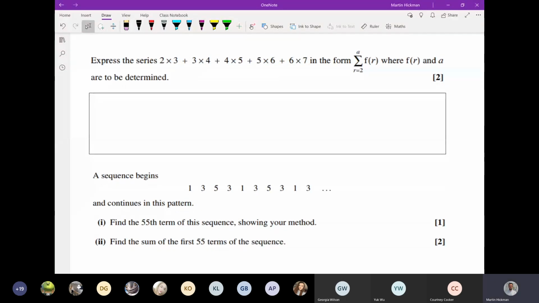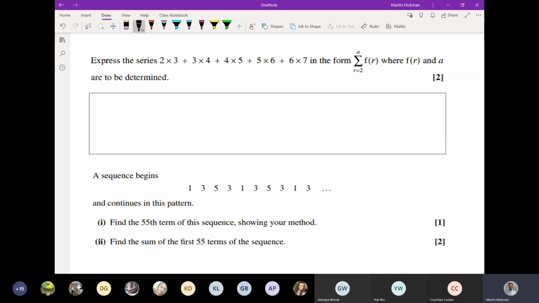So this question is only 2 marks, but just a little bit different. So we want to get our head around it. Express the series 2 times 3 plus 3 times 4 plus 4 times 5 plus 5 times 6 plus 6 times 7 in the form as given there, where the function of r and a are to be determined.